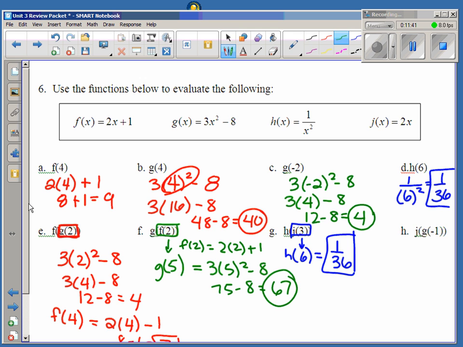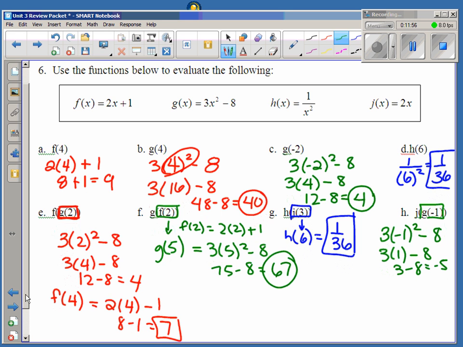And the final one for composition here is g of negative 1. Remember, a negative number squared will always turn into a positive. Please do not rely on your calculator. Since g of negative 1 is really negative 5, the second thing I'm finding is j of negative 5, which is 2 times negative 5, which gives me negative 10.